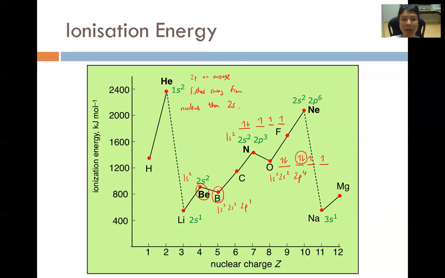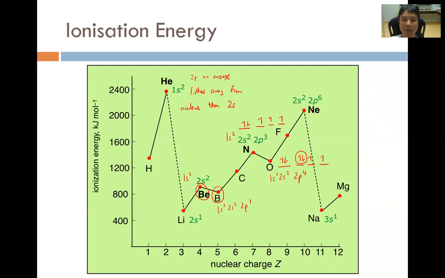Remember when we first studied how we fill up electronic configuration, we mentioned that we would like to put electrons singly in each orbital before we pair them up. The reason is that electrons that are paired in the same orbital are on average closer to one another and experience greater interelectronic repulsion, which actually destabilizes the electron.